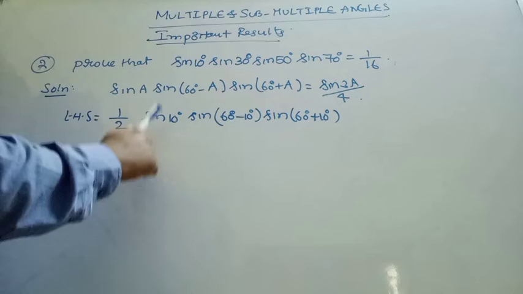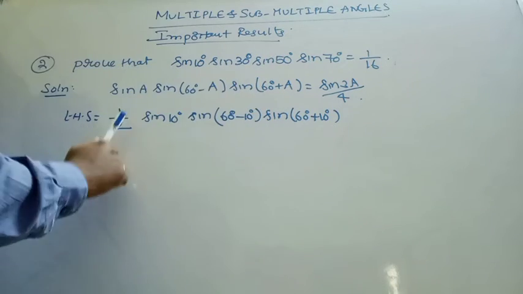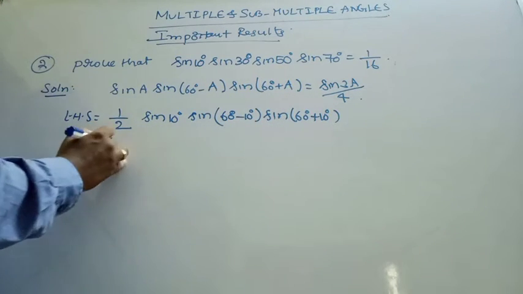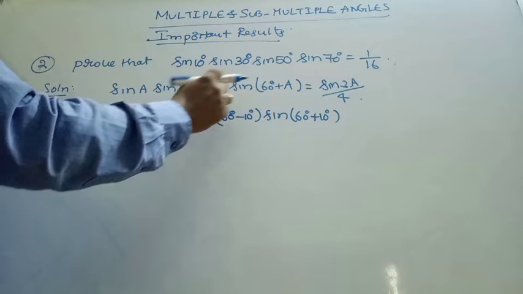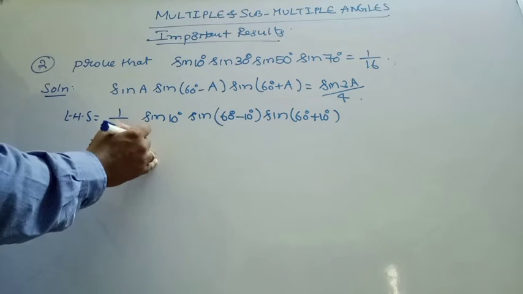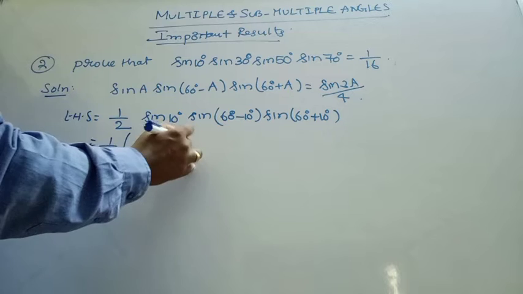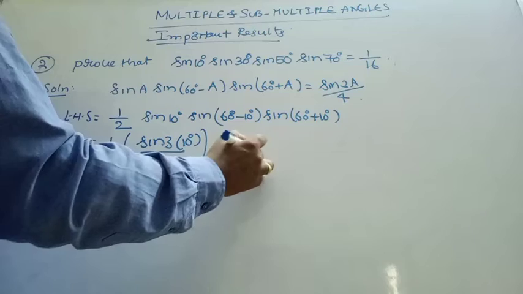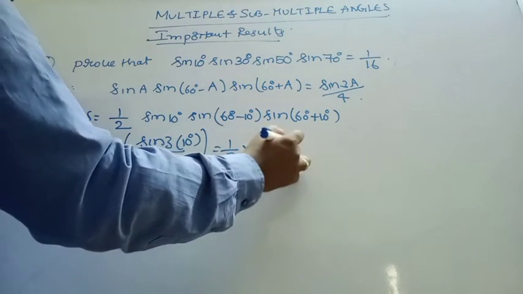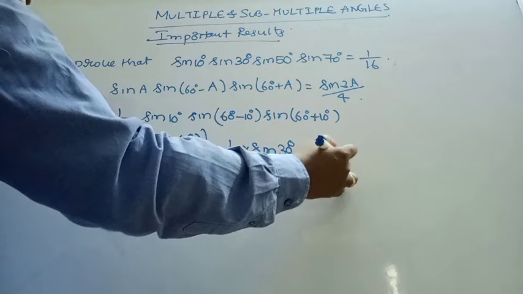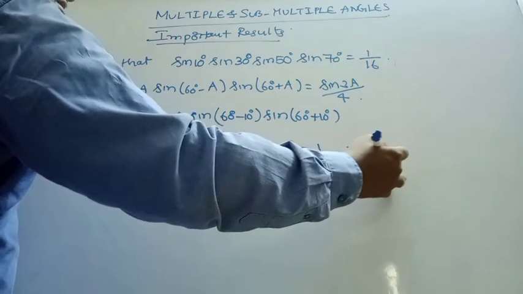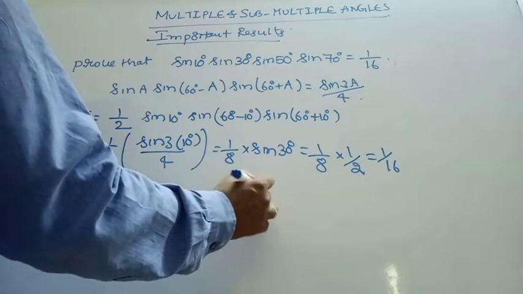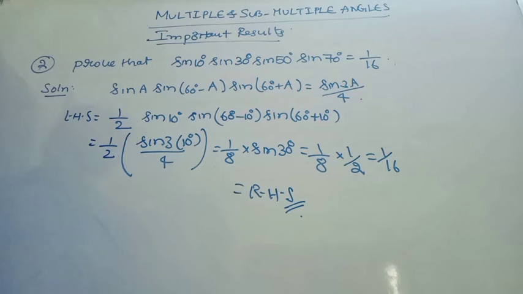So sin 30 we wrote as 1 by 2, sin 50 degrees is 60 minus 10, sin 70 is 60 plus 10. Now 1 by 2 into sin A into sin 60 minus A, sin 60 plus A is equal to sin 3A by 4. That is sin 3 into 10 degrees divided by 4. Now 1 by 8 into sin 3 into 10, sin 30 degrees we have got here. Now 1 by 8 into sin 30 degrees, which is 1 by 2. That is now 1 by 16 we have got wonderfully. 1 by 16, that is the right hand side part what we require to prove, right, my dear students?